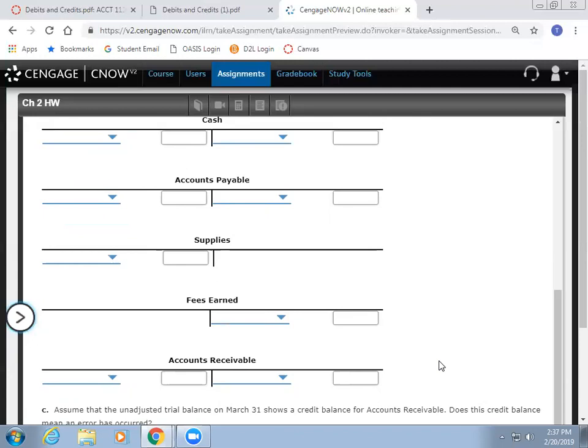I think we did page 2 first. And maybe they want you to do the page 2. Yeah, that's all I can think of.